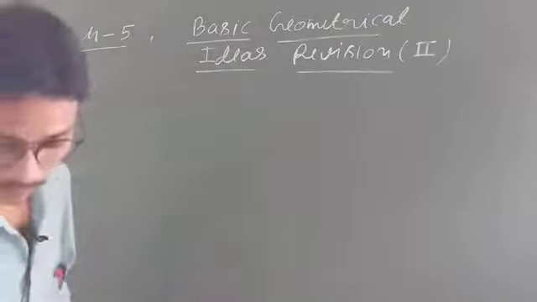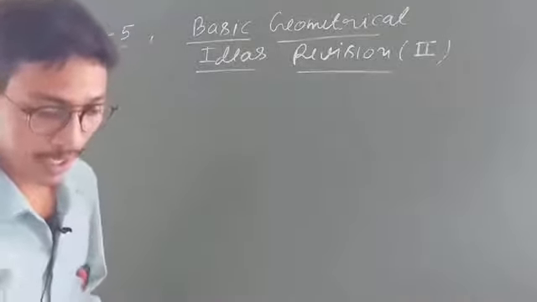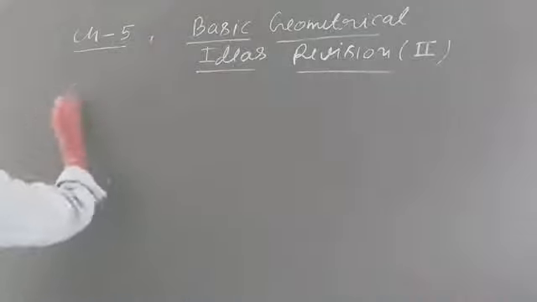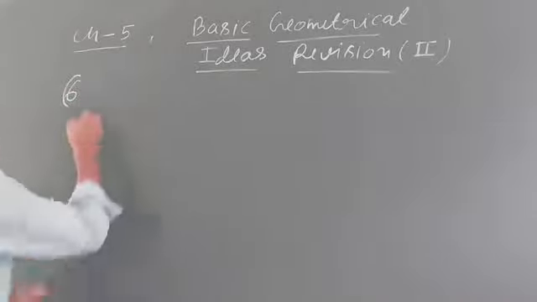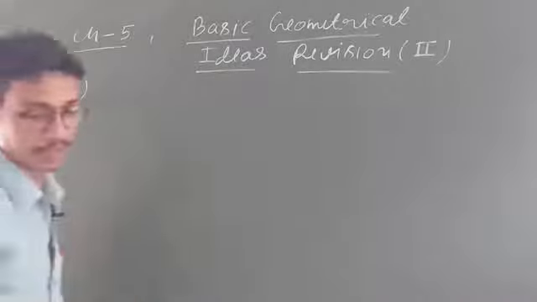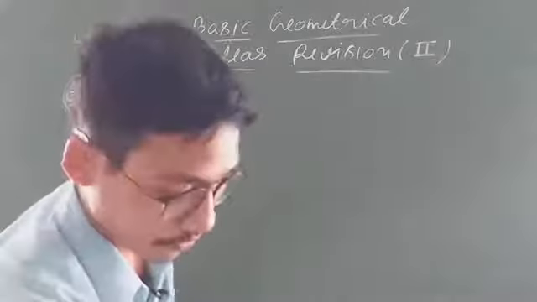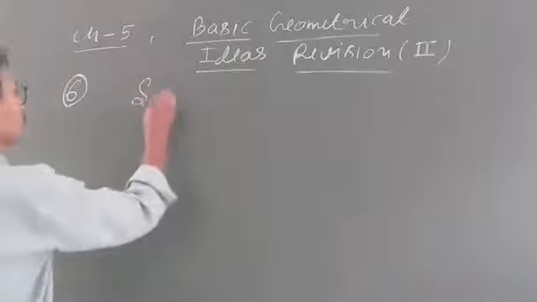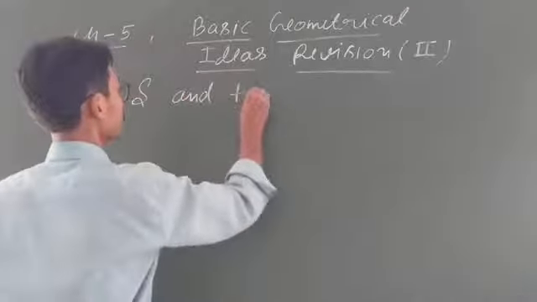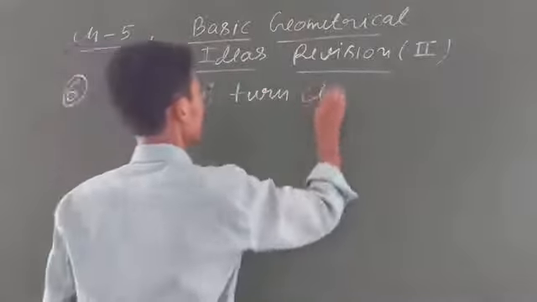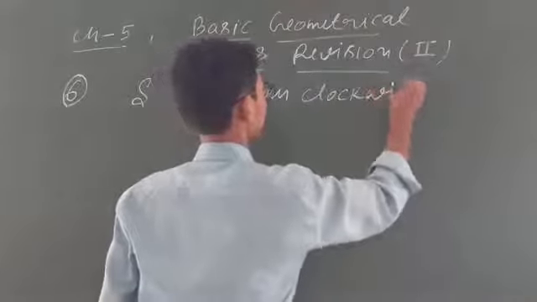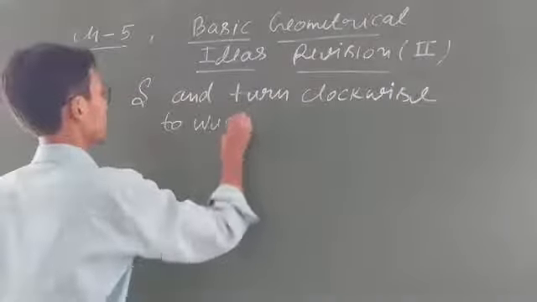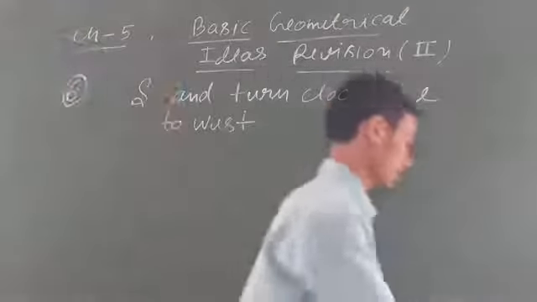Now come to the next question, students. Question number 6: How many right angles do you make if you start facing south and turn clockwise to west? It is the same question, only the language is changed. You have to find out the number of right angles. Look, south and turn clockwise to west. Clear everyone?